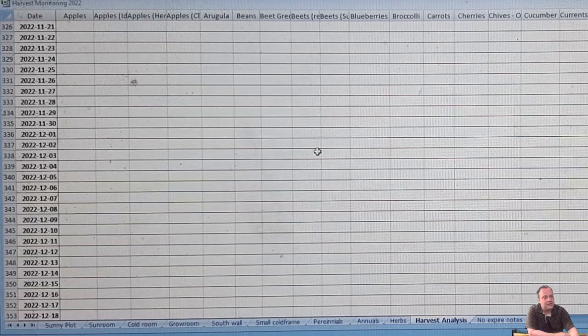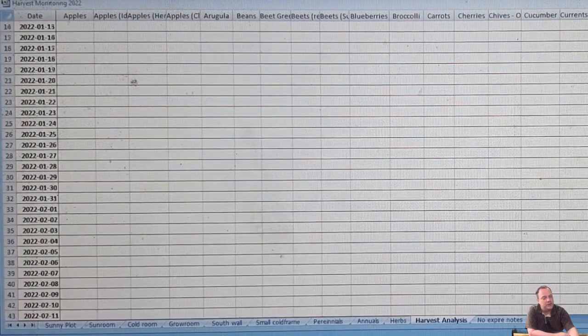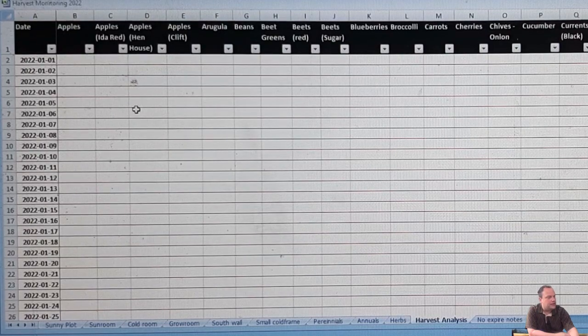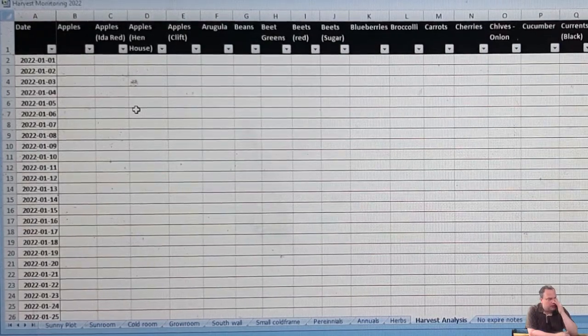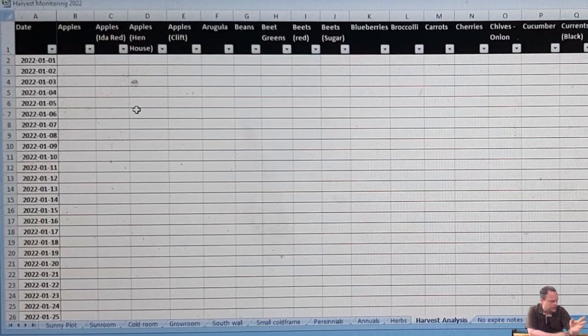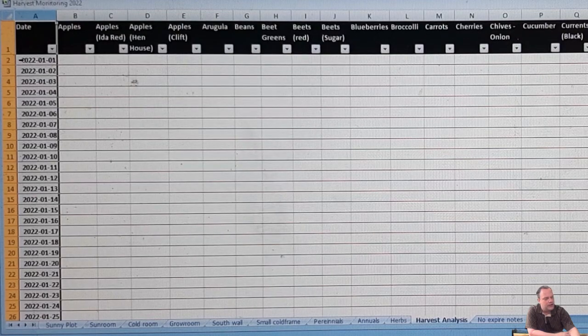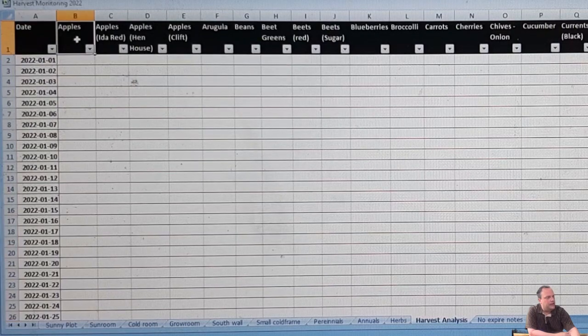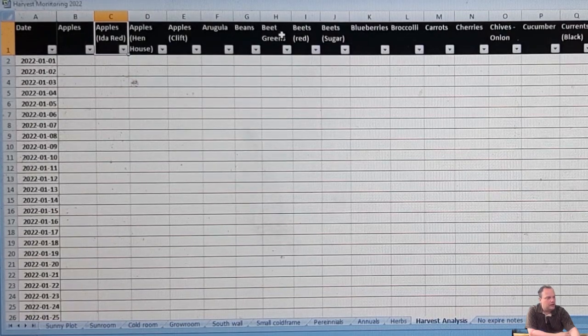Now, this is a harvest analysis. So this is the first time I've done this. I did it quite simple. It was for Shed Wars, the first year. And I changed it last year. Now this year, I think this is pretty much the way it's going to stay. So what I've got done, I got the date down the side, same thing, right from January the 1st to December the 31st. And then in alphabetical order, everything that I'm growing, both the perennials and the annuals.